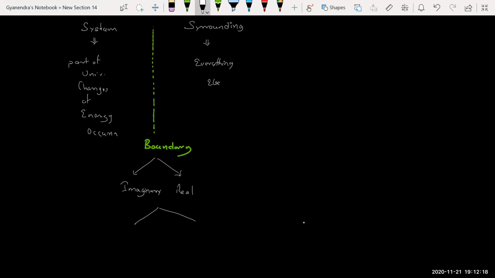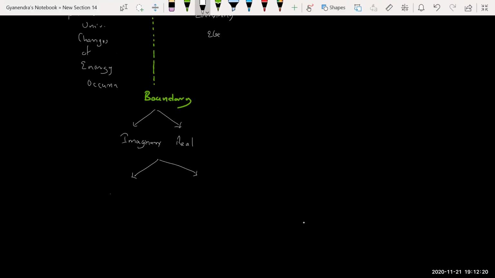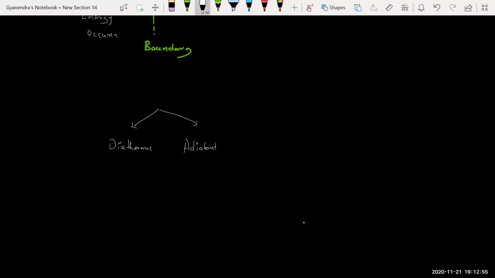There's another way of classification that I need to tell you properly. That is diathermic boundary and adiabatic boundary. Sir, do these come under real? Or you can take them to be a separate classification. Or obviously real only, adiabatic boundary. You don't need to learn these two things by rote, no help it will do for you. So majorly what you need to understand is adiabatic and diathermic boundary.